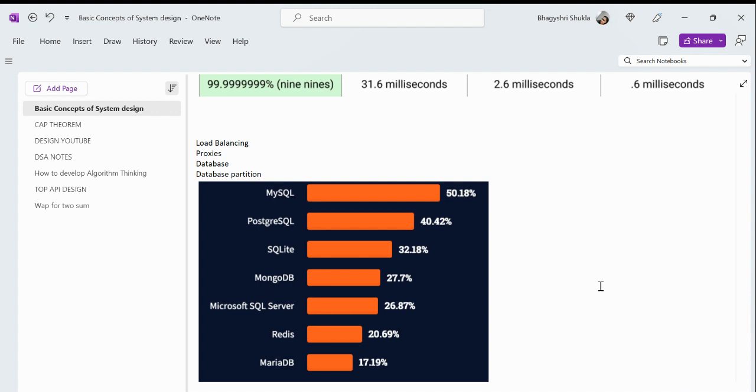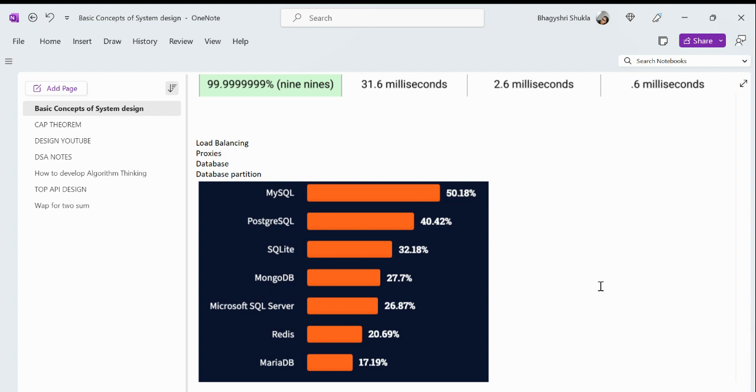Coming to the next, we have a proxy. A proxy is also present between the client and server. When a client sends a request, it passes through the proxy and then reaches the server. Proxies are of two types: forward proxy and reverse proxy. The forward proxy acts as a mask for the client and hides the client's identity from the server. Similarly, a reverse proxy acts as a mask for the server and hides the server's identity from the client. So these act on the client side and server side, masking the identity behind them.